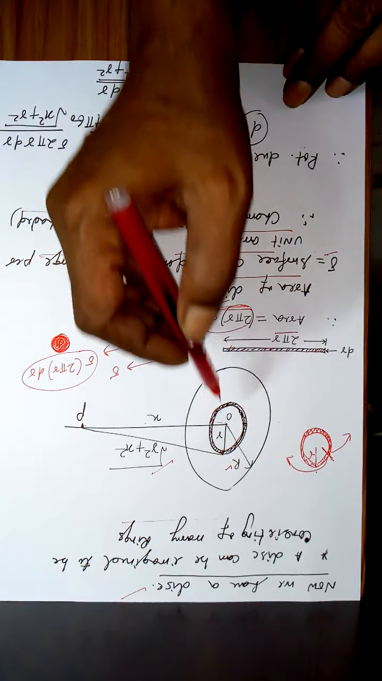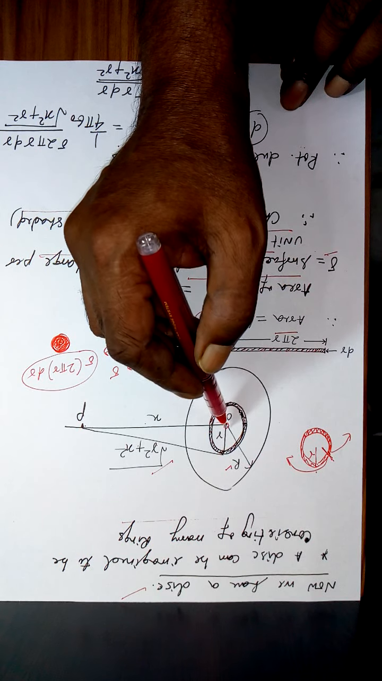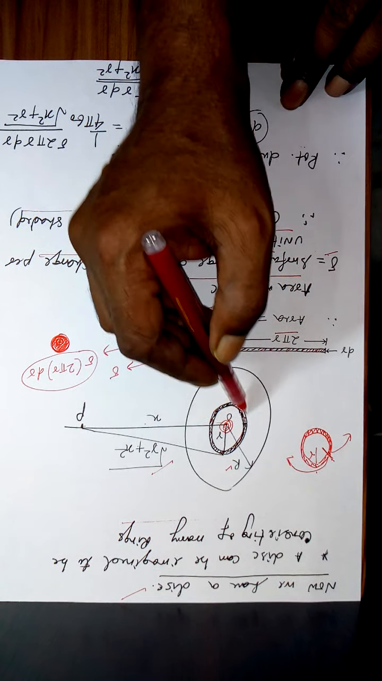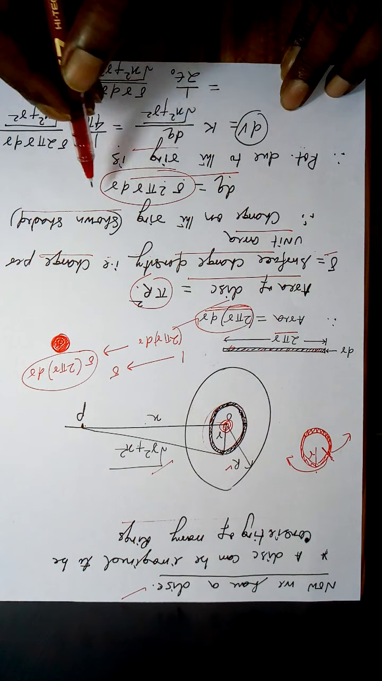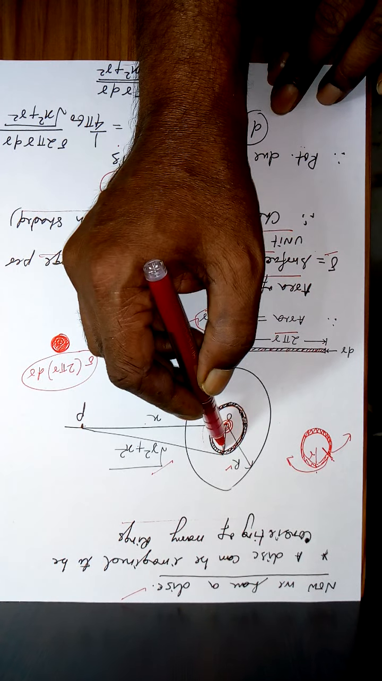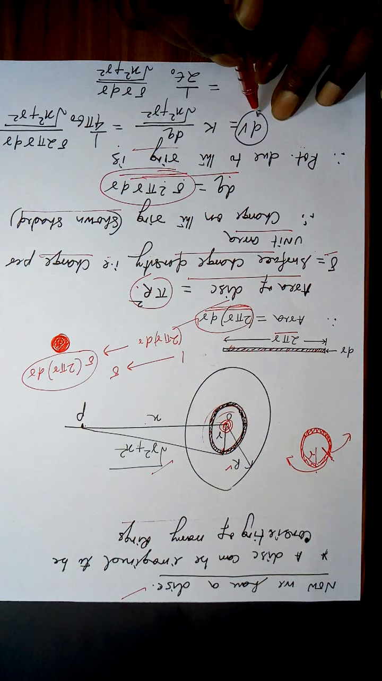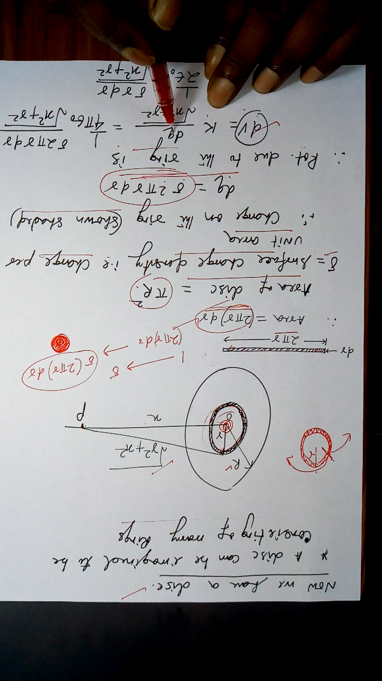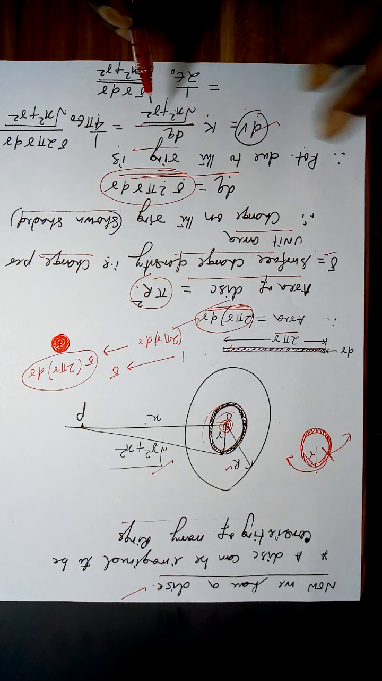Now this disk is made up of many rings, one ring like this, another ring like this, another ring like this, and we have considered this particular ring and the charge on it is this much. So due to this, the contribution of this ring to the potential here, dV, will be k times the charge in the ring divided by the square root of x square plus r square.